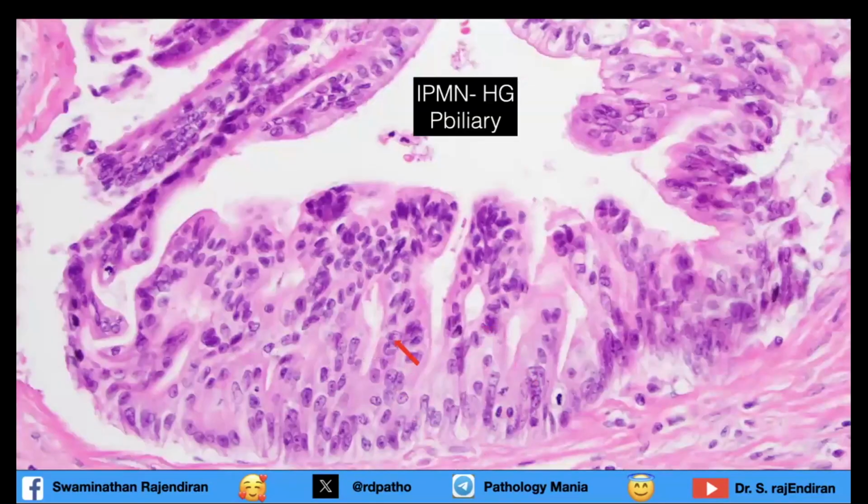Here the lining epithelium is more like pancreatico-biliary, and there is micropapillae. There is cribriforming and the nuclei are reaching the top and loss of polarity. Look at here. This nucleus is running in this direction. This nucleus in this direction. This nucleus in this direction. So loss of polarity. So this is IPMN pancreatico-biliary type, high grade.